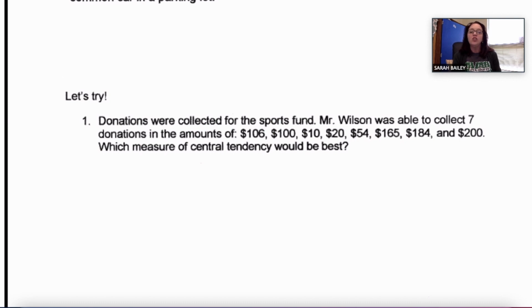It says donations were collected for the sports fund. Mr. Wilson was able to collect 7 donations in the amounts of 106, 100, 10, 20, 54, 165, 184, and 200. Which measure of central tendency would be best? So not mode, because these are numbers, not different categories. So it's either mean or median. Do you feel like all the data is pretty much in the same range, or is it skewed, or is it evenly distributed? It may be helpful to organize the data.